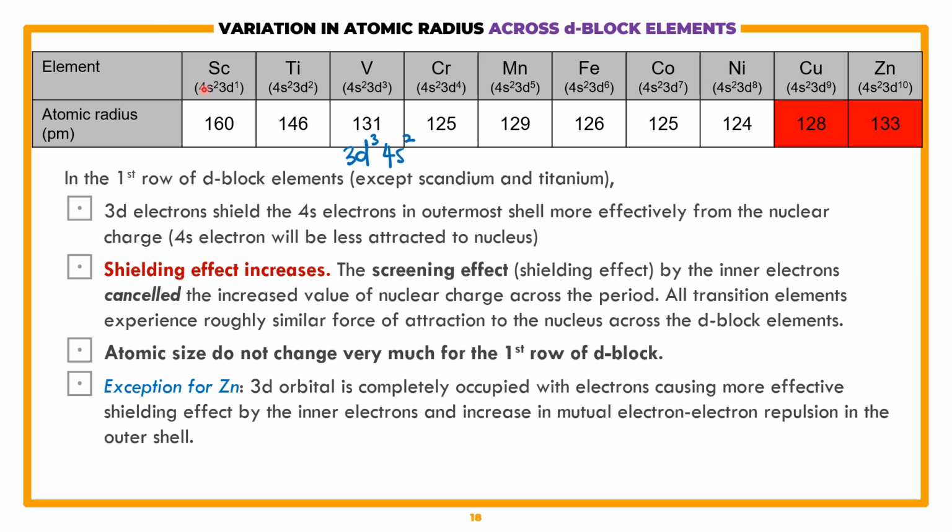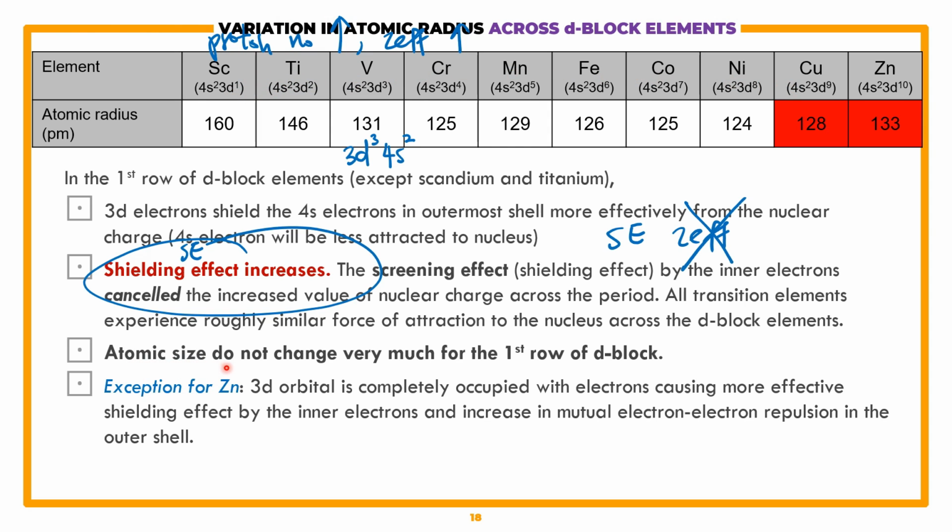Maksudnya di sini adalah bila kita go across the period, of course proton number akan bertambah. So apabila proton number bertambah, ZEF juga akan bertambah. Tetapi dengan kehadiran shielding effect by the inner shell electrons, shielding effect ini akan cancel ZEF. So apabila ZEF telah pun di-cancel oleh shielding effect, all elements in this periodic table akan experience roughly similar force of attraction to the nucleus walaupun proton numbernya bertambah daripada kiri ke kanan.